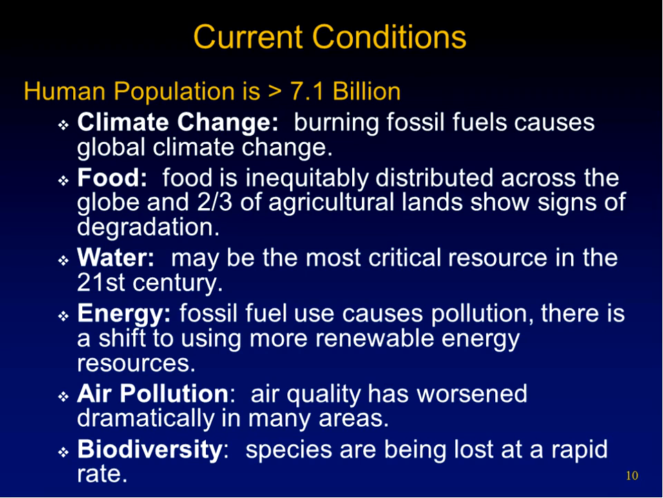Next, your chapter goes into the current conditions. We face many serious problems. You may be aware that on October 31st, 2011, the 7 billionth human baby was born. The introduction to our current conditions lists some of the more pressing environmental problems that we have to solve. Chapter 1 gives a brief overview of these key problems, but we'll explore these various problems and their solutions in more detail as we go through the course.